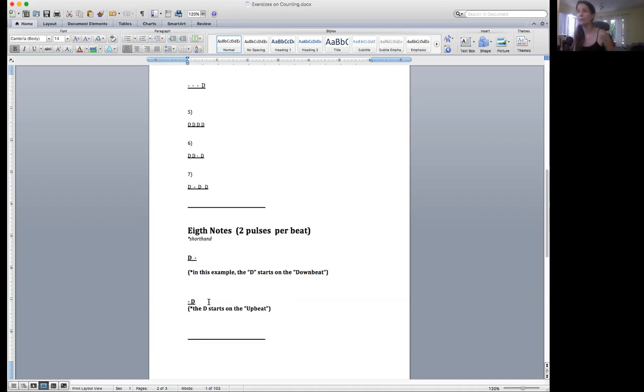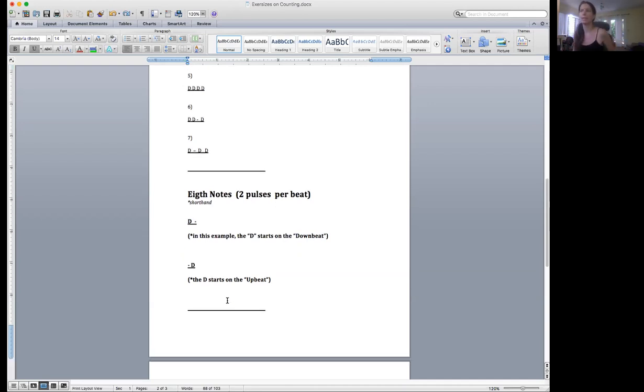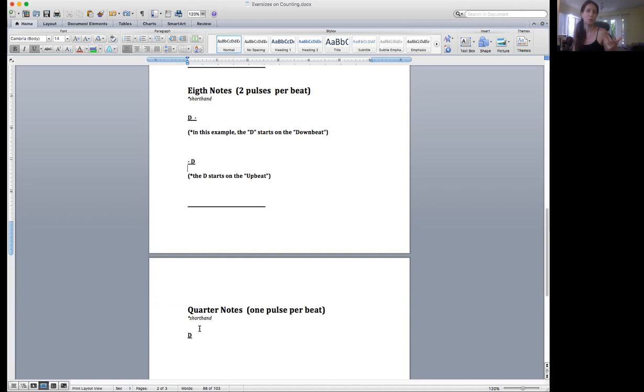And then here is one, sorry, there we go. This one here starts on the upbeat. Doom, eighth note tempo, right? 2 pulses per beat. 1, 2, 1, 2. And starting on the upbeat. Doom, doom, upbeat. Doom, doom, doom. And then this is an example of a quarter note, 1 note per beat.